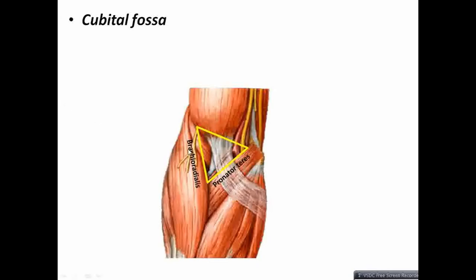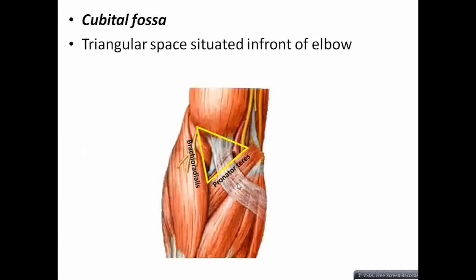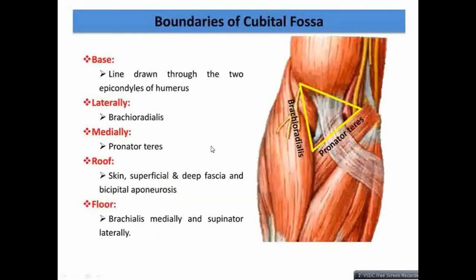Now, the cubital fossa is an area that can be seen on the front of the elbow. It's a triangular space situated in front of the elbow. The boundaries of it are: the base is an imaginary line passing through the 2 epicondyles of the humerus, laterally bounded by the brachioradialis muscle and medially by pronator teres. The roof is formed by the skin, superficial fascia, deep fascia, and bicipital aponeurosis. The floor of this fossa is formed by the brachialis muscle medially and laterally the supinator muscle.